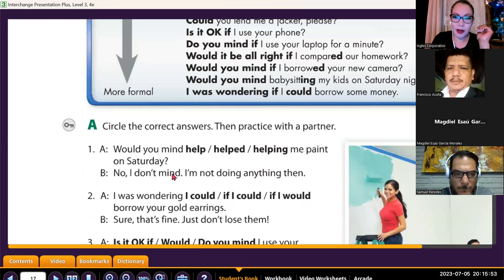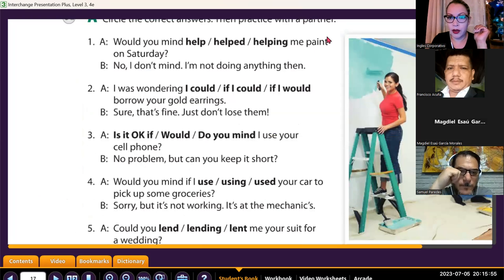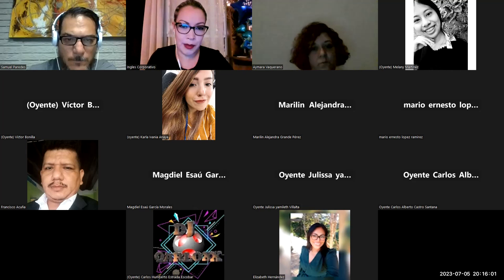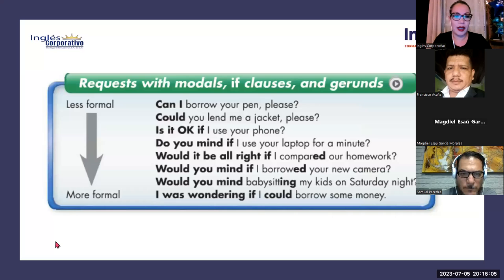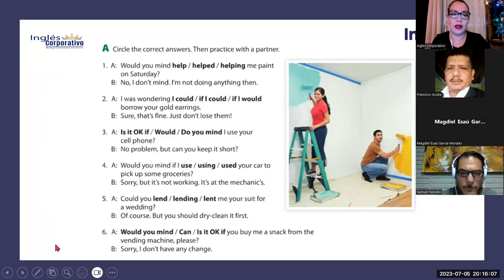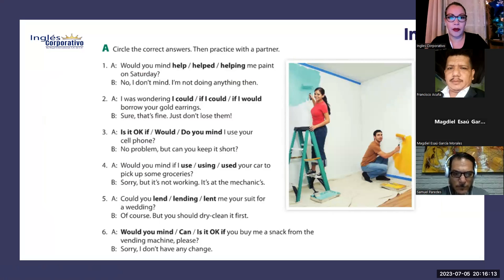Okay, y aquí tenemos este ejercicio que, bueno, lo tienen en el PowerPoint, si lo quieren hacer desde ahí. Como ya me voy a mover nuevamente cuando hay algún audio, pero ahorita nos vamos a ir al PowerPoint. Y ahí tenemos el ejercicio. Circle the correct answer and then practice with a partner.